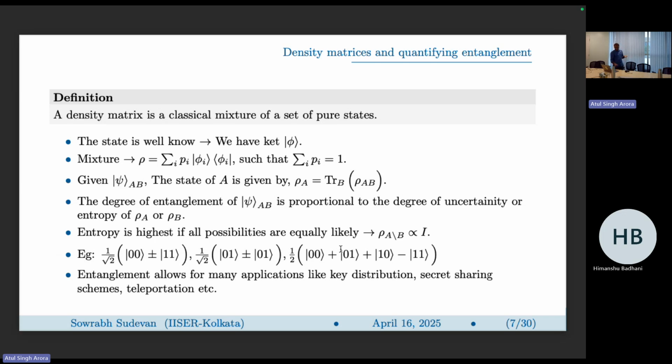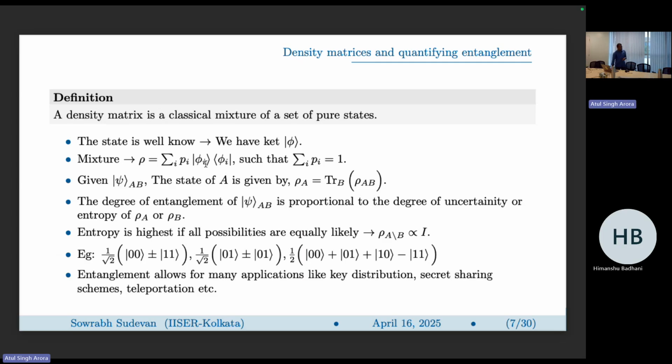That is where you have this idea of a density matrix. It's a classical distribution over a set of pure states. So if a state is well known, we have a specific state. And otherwise, you have a mixture of this form, some joint probability distribution over states.